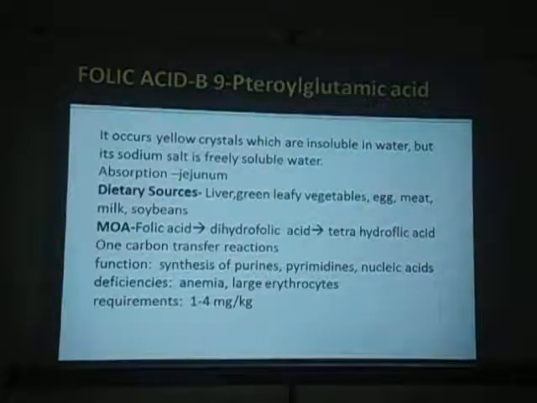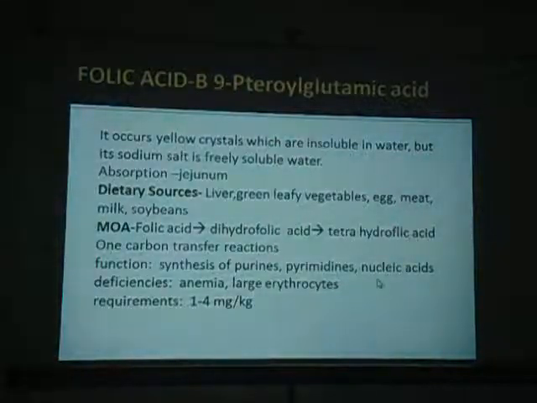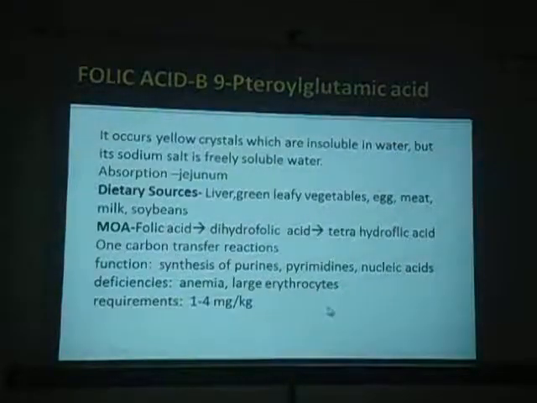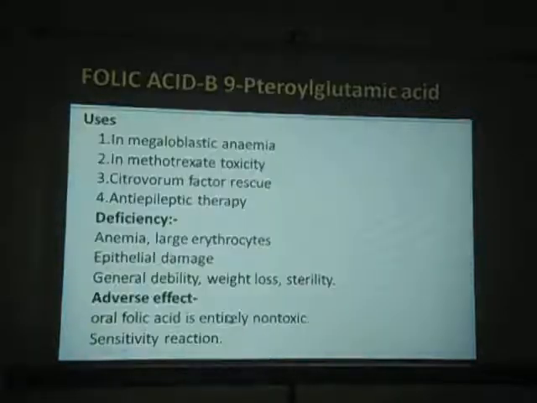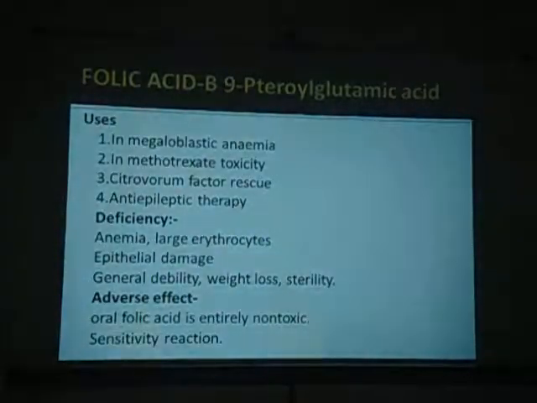Where are these purines, pyrimidines used? They are the building blocks of RNA and DNA. So they are helpful in all these reactions, nucleic acid synthesis. Large erythrocytes are seen in deficiencies, and the requirement here is 1 to 4 milligram per kg body weight. Folic acid is used in megaloblastic anemia and in methotrexate toxicity.